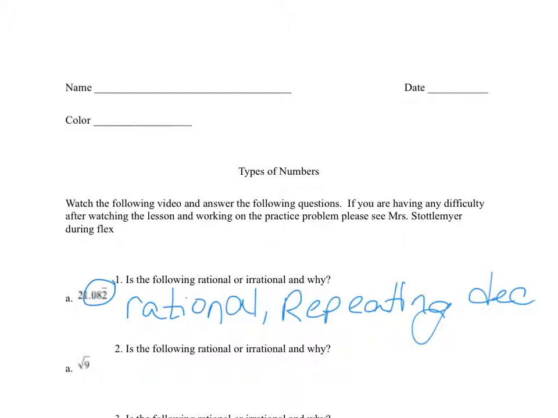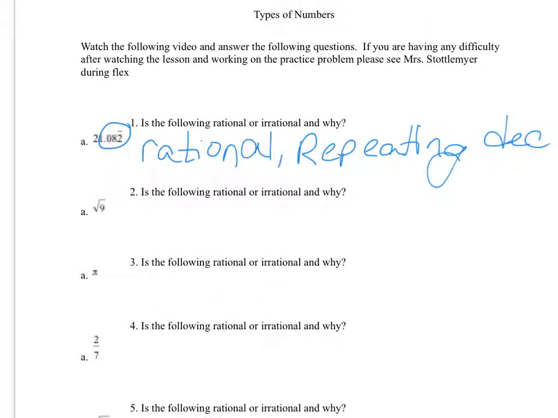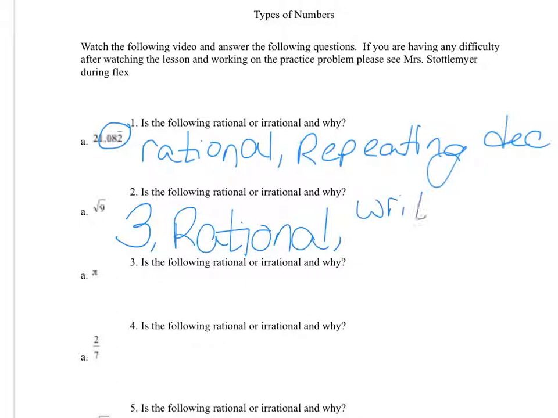Looking at number 2, square root of 9. You should all recognize that the square root of 9 is a perfect square, giving us an answer of 3 when we evaluate it. That is a rational number, for 2 basic reasons. I can write it as a fraction, I can make it 3 over 1. It's actually also called a terminating decimal. 3.0, that decimal ends.